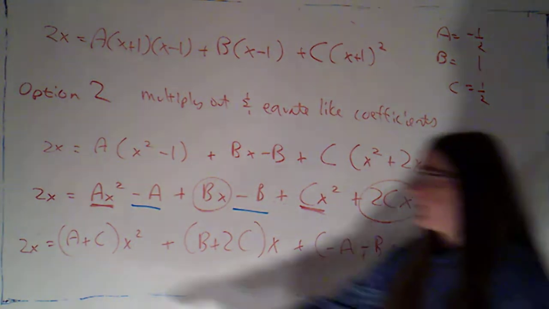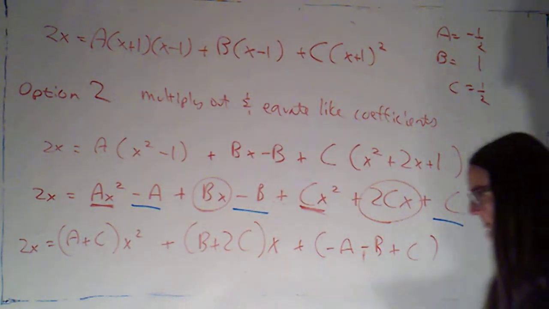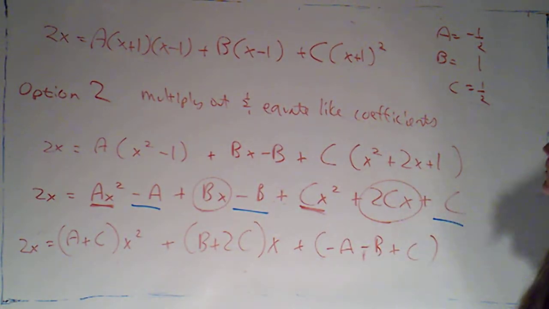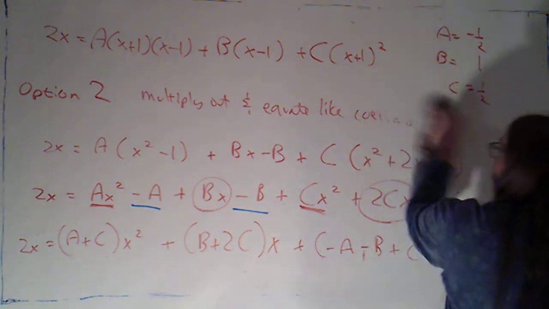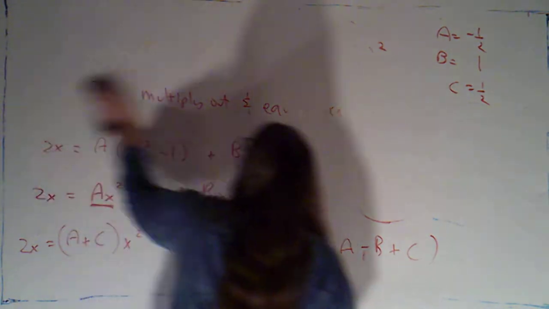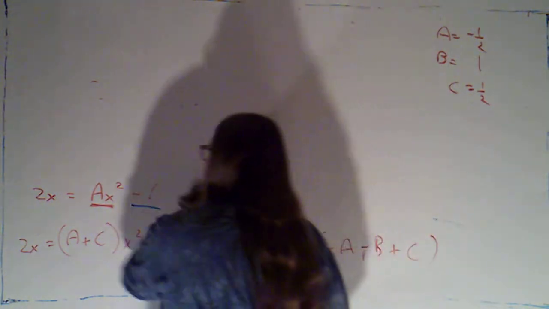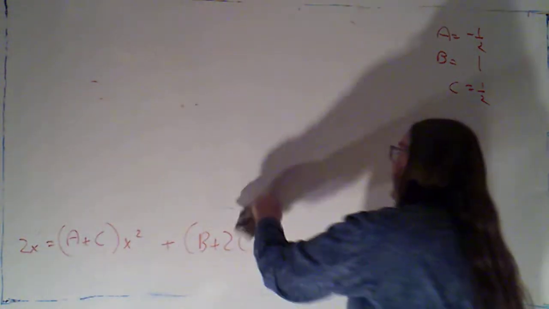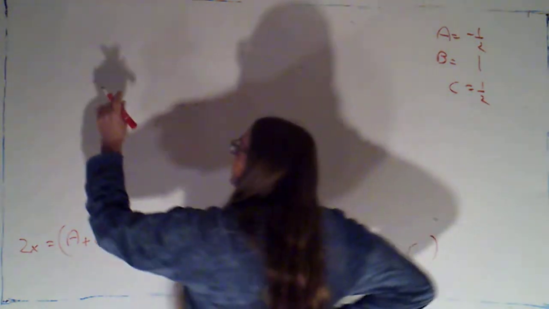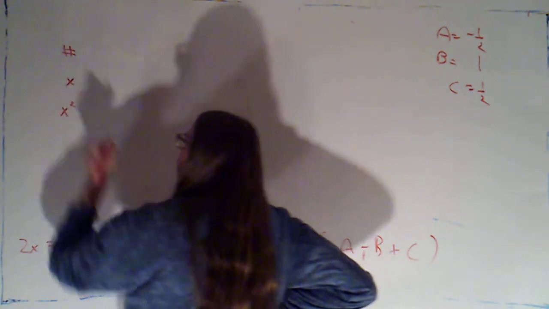Now, this is a polynomial in x. The only way two polynomials in x can be equal to each other is if the like coefficients are the same. So I want to take a look at what powers of x I actually have showing up. It looks like here I've got constants, x's, and x squareds. So I'm going to look at just the number, which is the constant, the x's, and the x squareds.